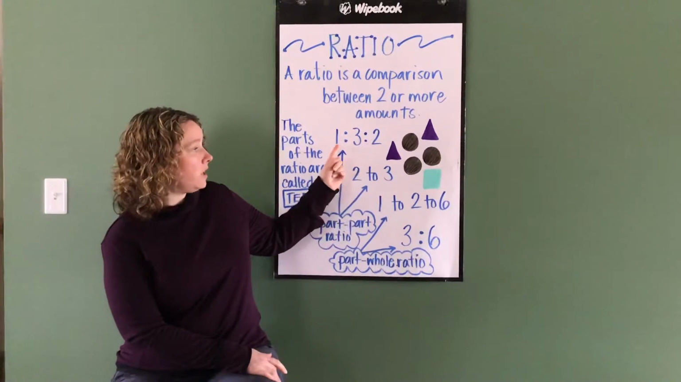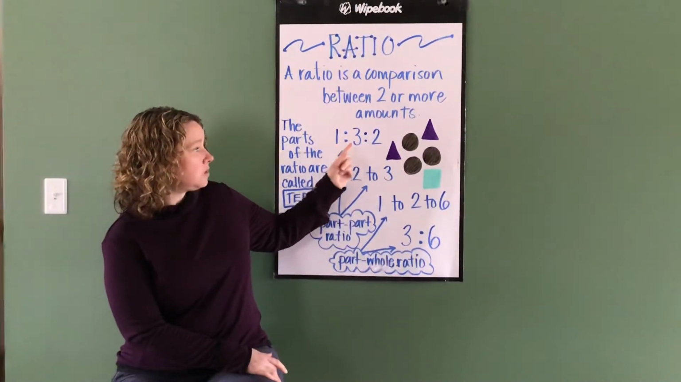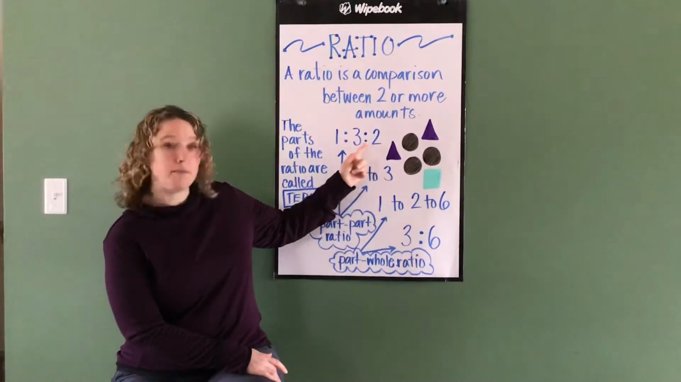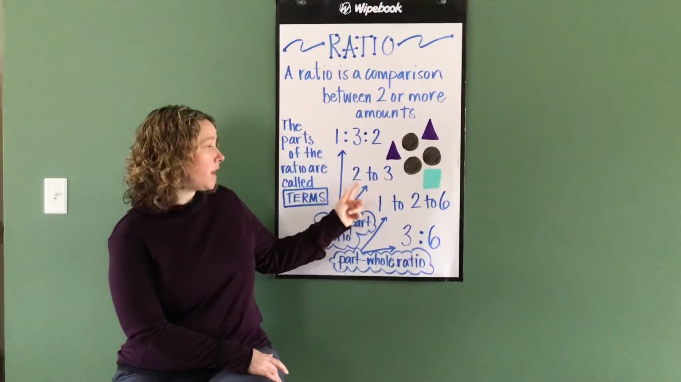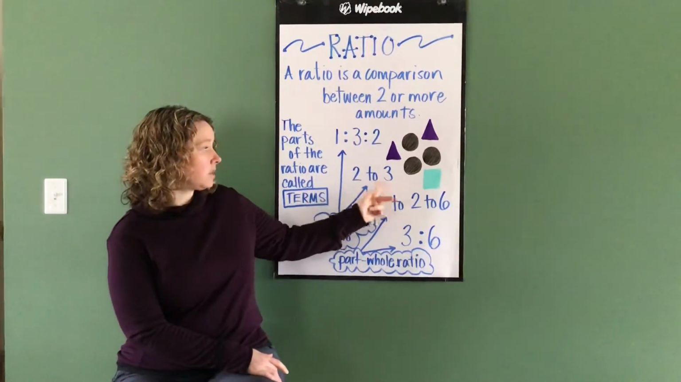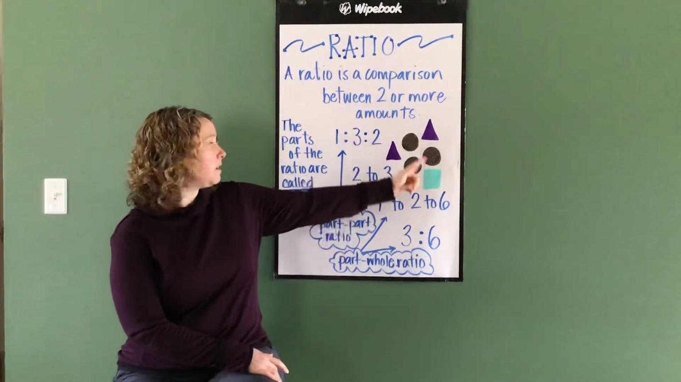And we're comparing here the amount of squares to the amount of circles to the amount of triangles. And here, in this one, we're comparing the amount of triangles to the amount of circles, because it's 2 triangles to 3 circles. You can see in my diagram here.